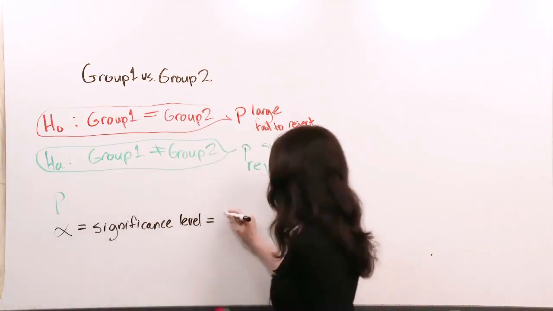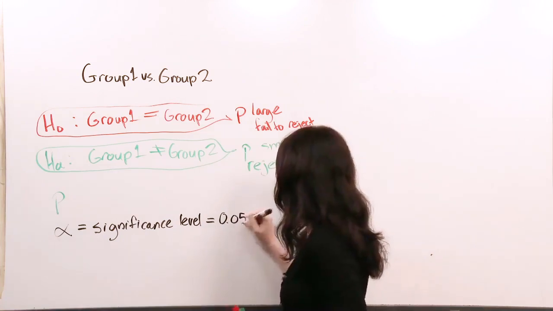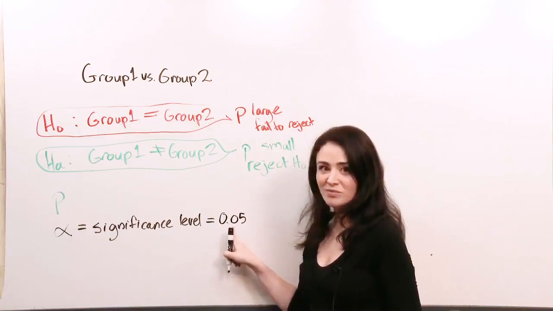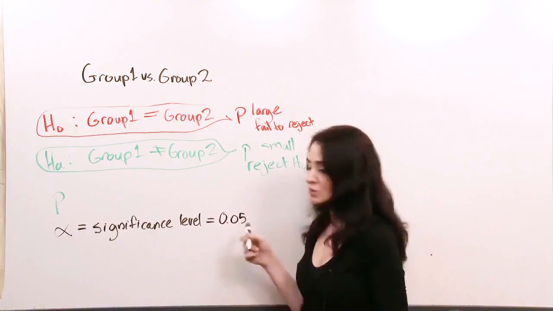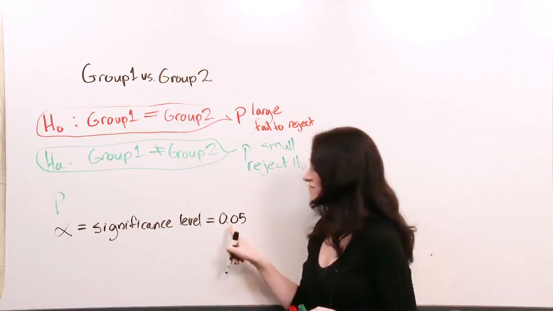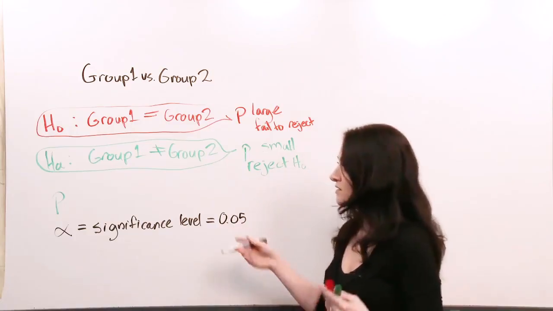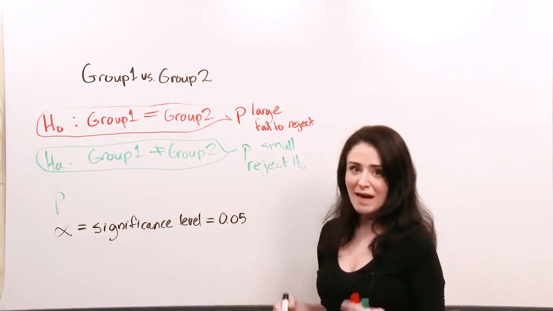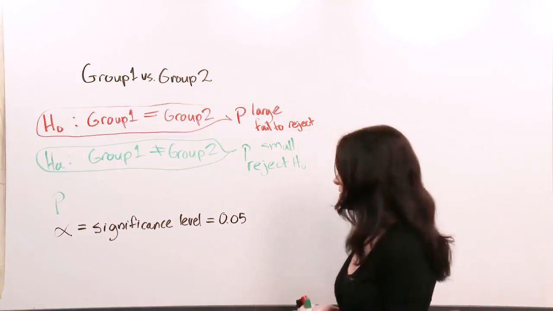By convention in biomedical research, this is set to 0.05. This means that we are willing to accept up to a 5% chance that the difference between the two groups is due to chance alone. So we're willing to accept up to a 5% chance that the difference that we observe between the two groups is not due to the study drug, but actually due to just random chance.